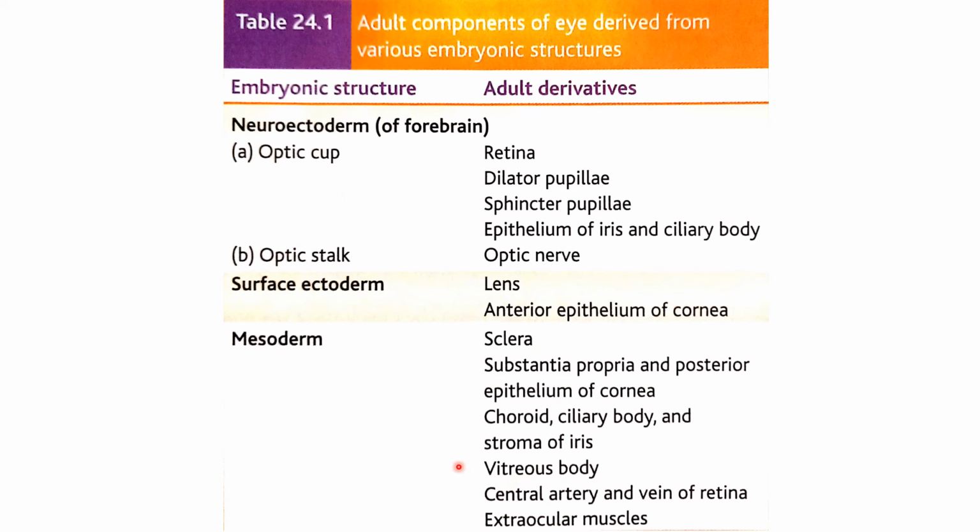Then the vitreous body develops from the mesoderm, and the central artery and vein of the retina, which we have seen as the hyaloid artery and vein. When they lose their connection with the lens later on, they get converted into the central artery and vein of the retina of the optic nerve.